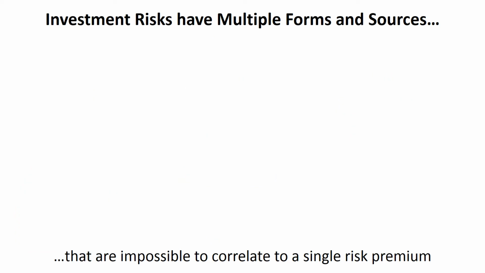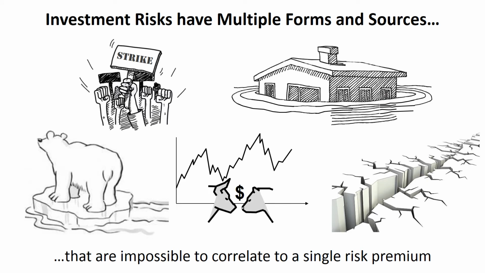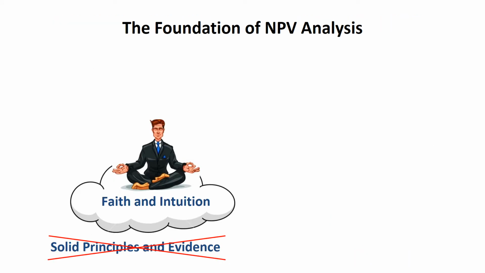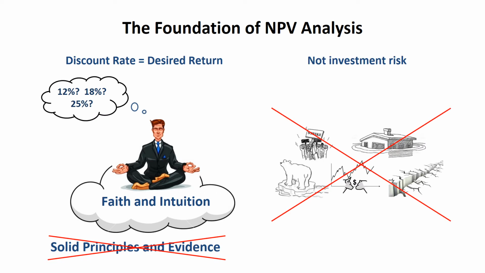NPV also gives the false impression that risk can be easily correlated to discount rates, but if we look closer at the disparity between the risks that may affect an investment, we soon see this is not so. Investors may think they are using evidence-based discount rates, but actually discount rates are often selected using faith and intuition. In other words, discount rates represent desired returns rather than investment risk.